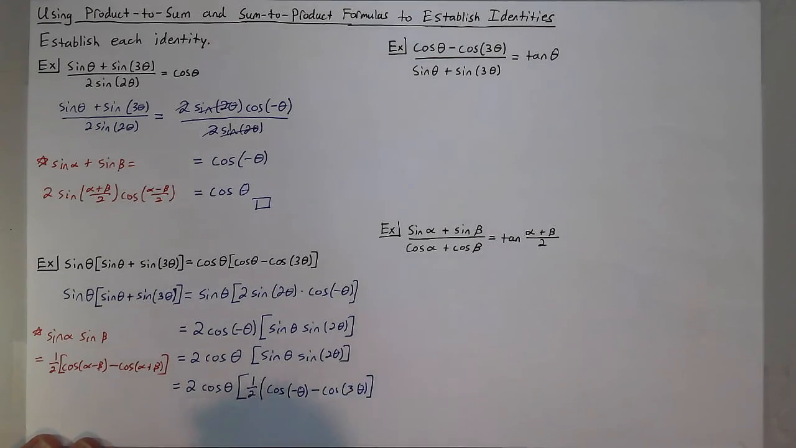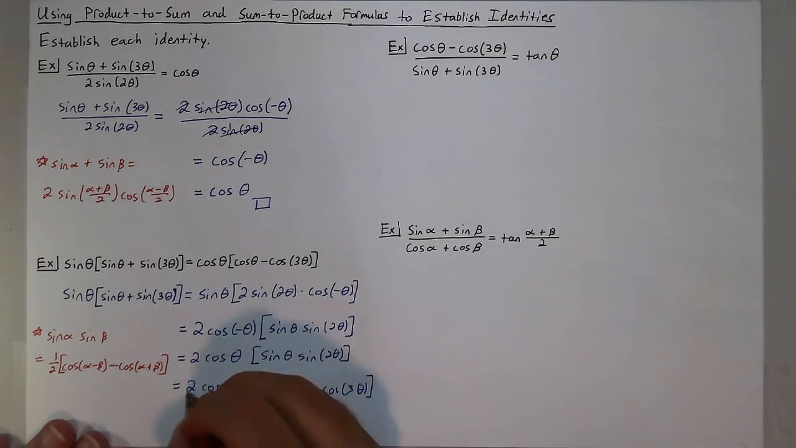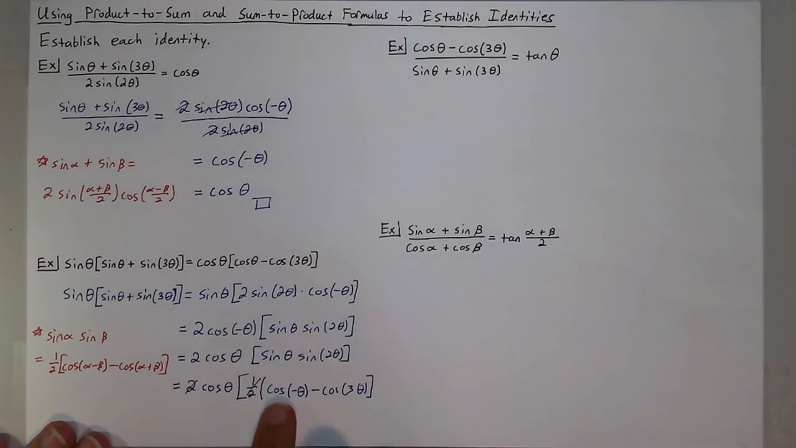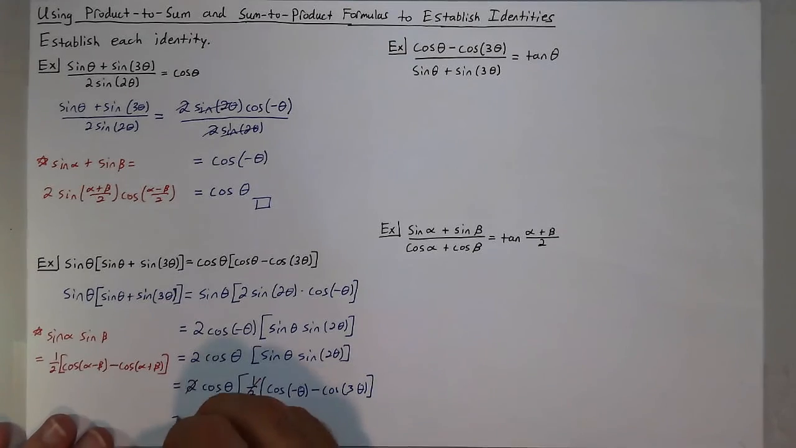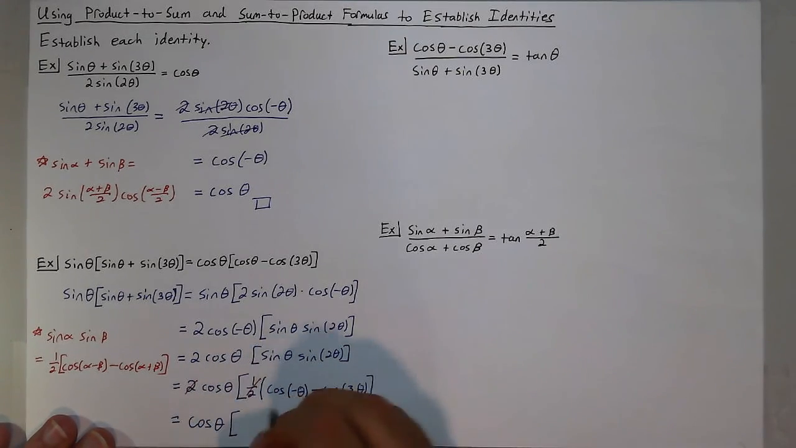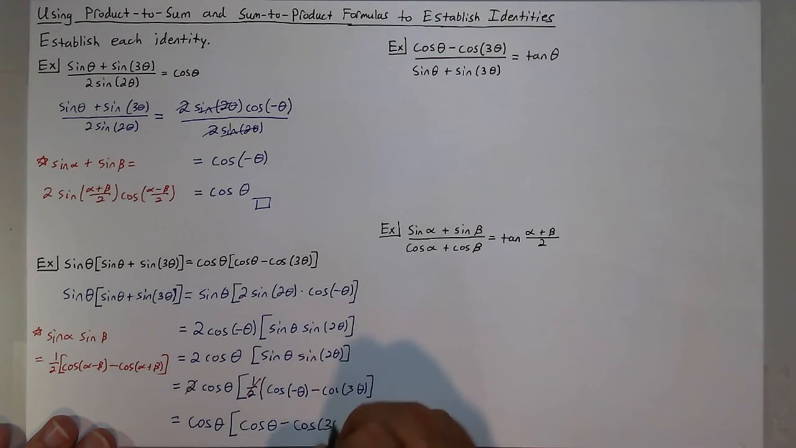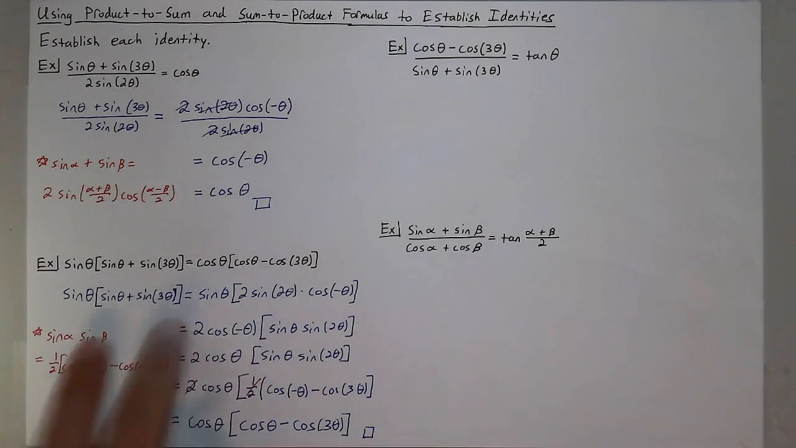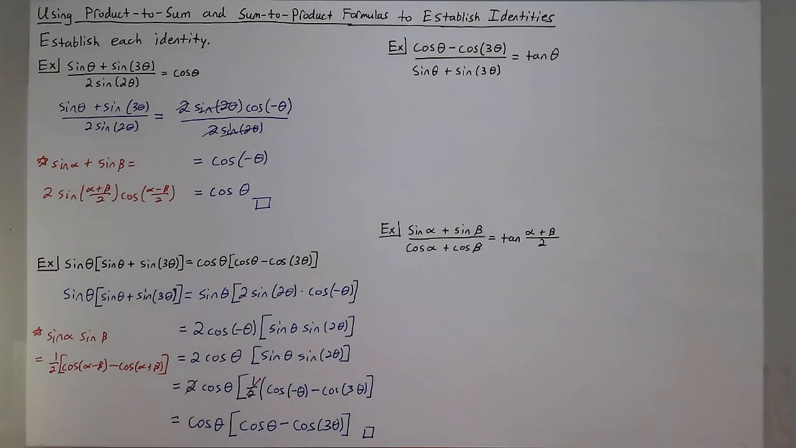So now doing a little bit of simplification, I can see the 2's cancel. And cosine is an even function, so that negative inside of it, just like earlier, I can get rid of, leaving me with the expression cosine of theta times cosine of theta minus cosine of 3 theta, which is what I was trying to establish earlier. So sometimes I'll use a combination of sum to product and product to sum formulas.